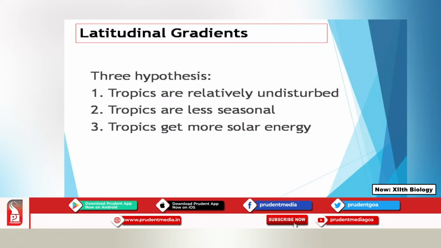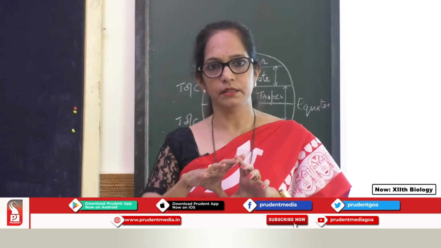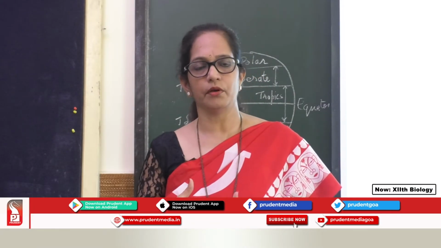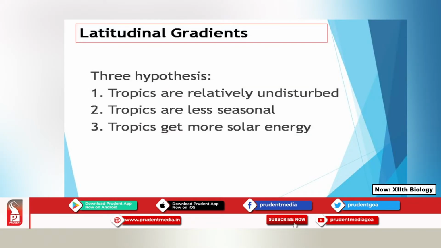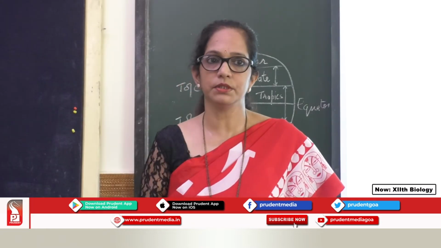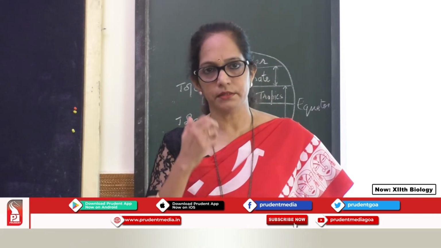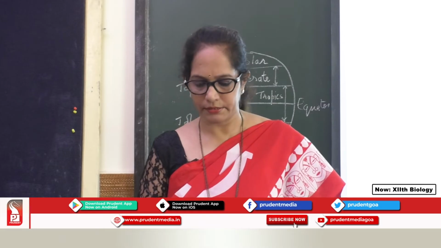Then the third one is that tropical areas get more sunlight directly. This is known: near the equator and in the tropical region there is more sunlight, so maybe more productivity, because plants will produce more with more sunlight, so more production. So maybe more species survive because there is more food. That is the third hypothesis that is there.